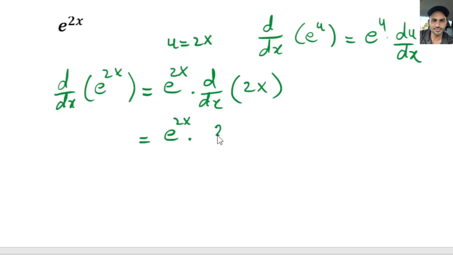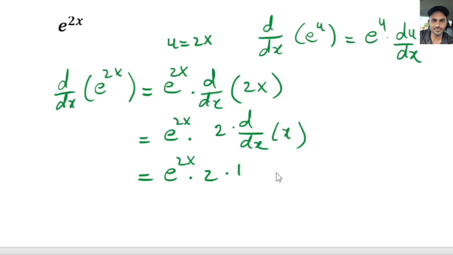So we get e to the 2x, and now we can take the derivative of this. We know that we can pull 2 out of the derivative because it's constant, so d over dx of x. So here we get e to the 2x times 2 times the derivative of x, which is going to be just 1. Okay, we're taking the derivative of x with respect to x, so it's going to be 1. And that is equal to 2 times e to the 2x. So this is our final answer.